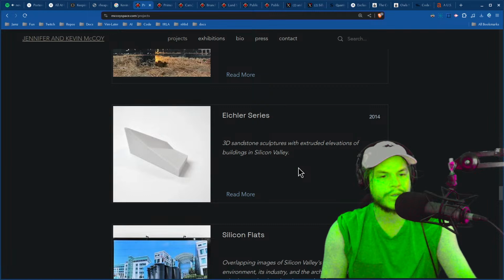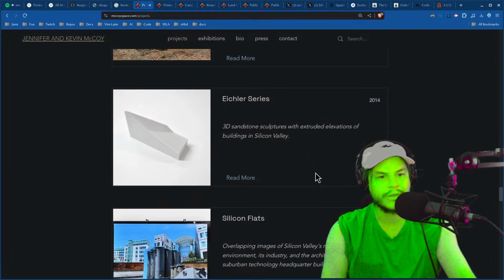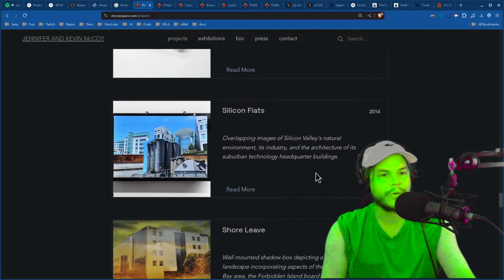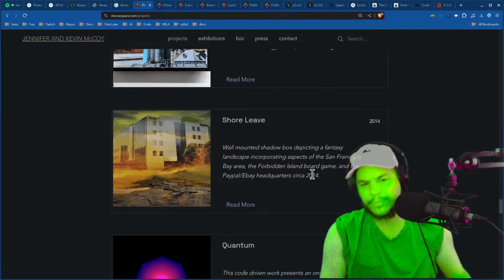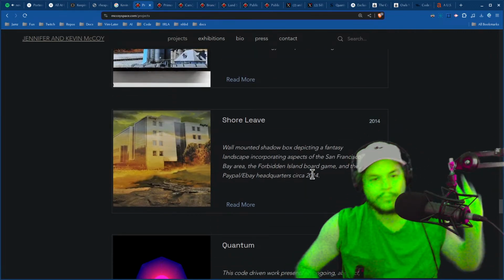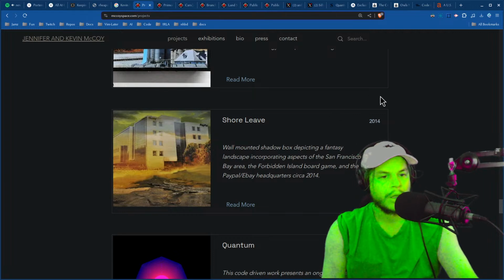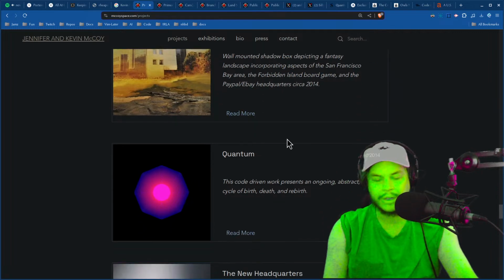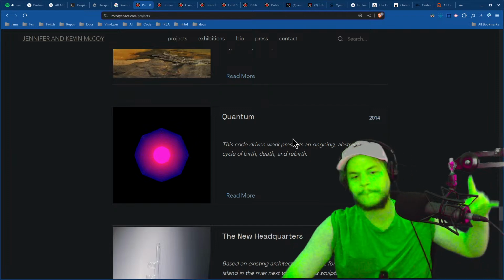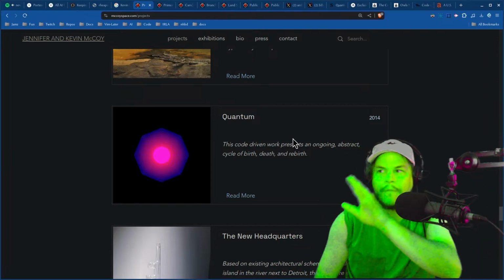The Eichler series. 3D sandstone sculptures with extruded elevations of buildings in Silicon Valley. Got the Silicon Flats, overlapping images of Silicon Valley's natural environment, its industry, and the architecture of suburban technology headquarter buildings. Really exploring this, around this time, these places, these headquarters. Wall-mounted shadow box depicting a fantasy landscape incorporating aspects of the San Francisco Bay Area. The Forbidden Island board game, hell yeah. And the PayPal eBay headquarters circa 2014. Cool. There's Quantum. First Quantum. Not the evolving over 3 years Quantum.